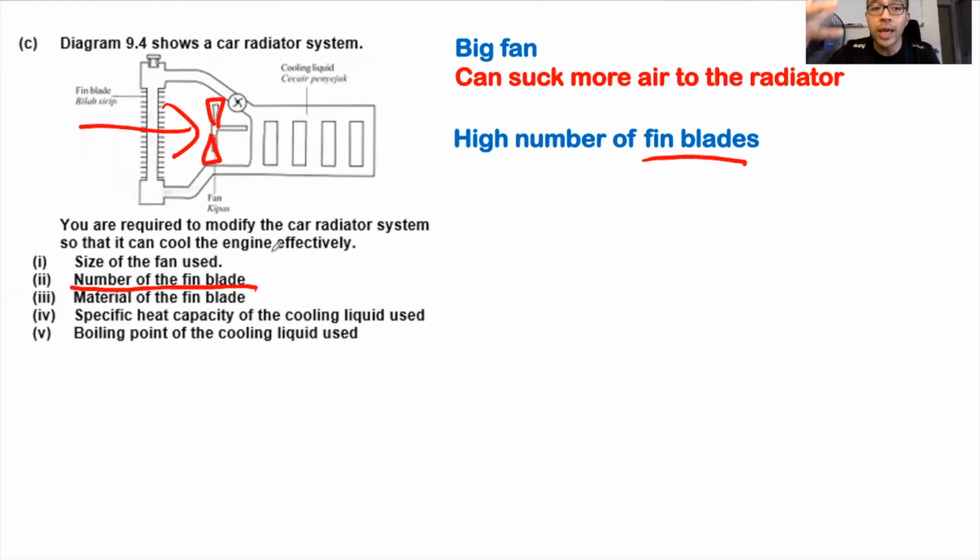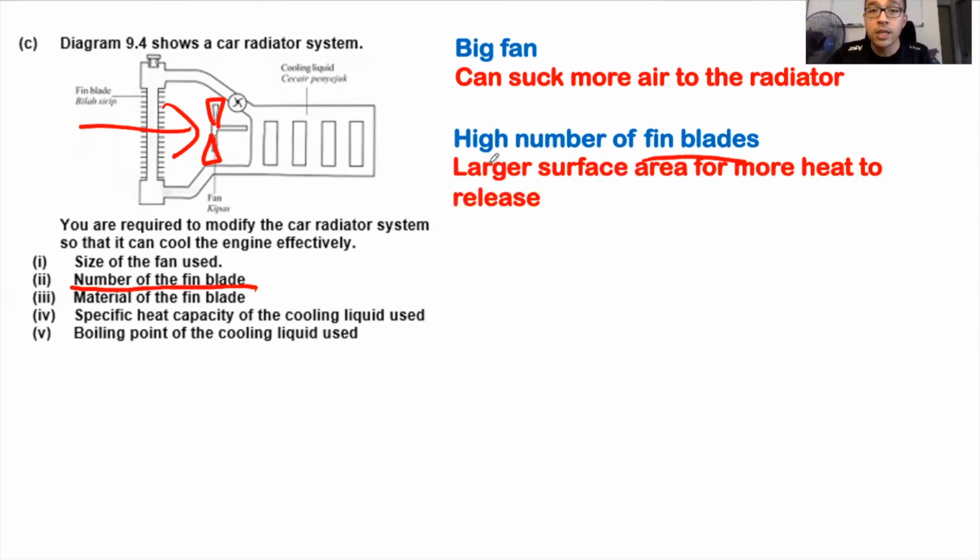So if you want to be able to cool down, you want to suck in more air, right? You need more blades. Okay, more fin blades. So we don't really give the number. We just say high number, big number, or small number. So we have a high number of fin blades so that it can have a larger surface area.